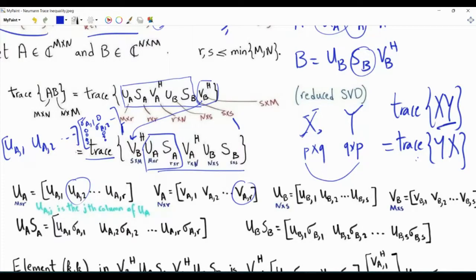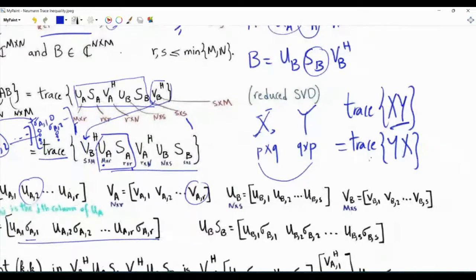So when you do the product, the product is a matrix of size big M times R. So in the product we will have R columns. What will be the first column? The first column will be the first column in UA multiplied by this scalar here, which is sigma A1. And the second column will be the second column of UA multiplied by sigma A2, and so on. Okay, so this will be UASA, and UBSB, which is the term here, will be obtained in a similar way.